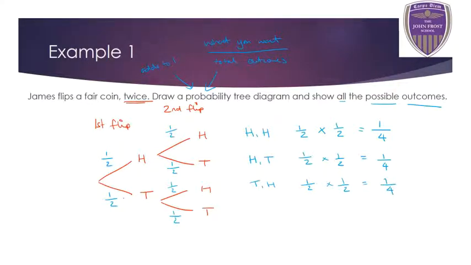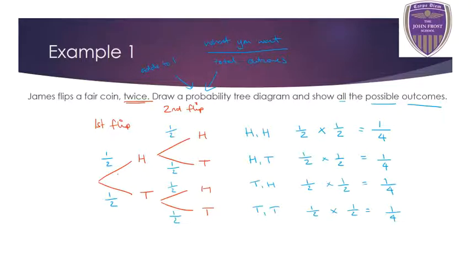All right. And the last possibility now is that he gets a tails on the first flip and a tails on the second flip. So tails and tails. 1 over 2 times 1 over 2. Okay, so it's not always going to be this case where everything's the same, all right, but this is just an easier one to start off with.